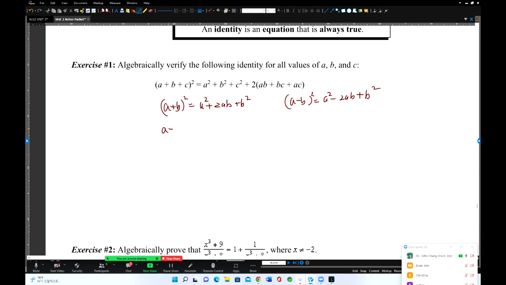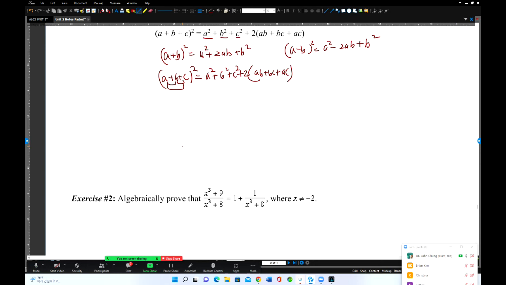Three terms over here. a plus b plus c squared is how much? First, square each: a squared plus b squared plus c squared, plus 2 times ab, bc, ca, okay? ab and bc and plus ac. What about a minus b minus c squared? It doesn't matter, only positive. Okay, remember this one.